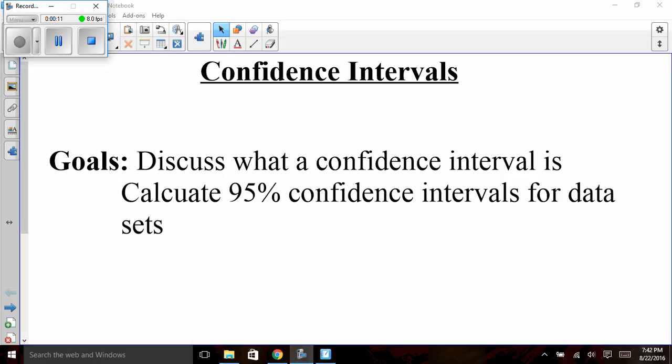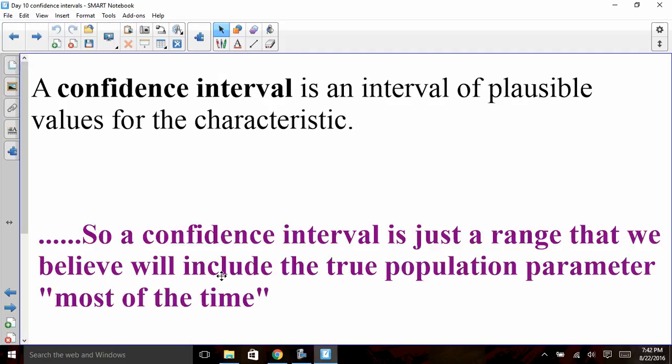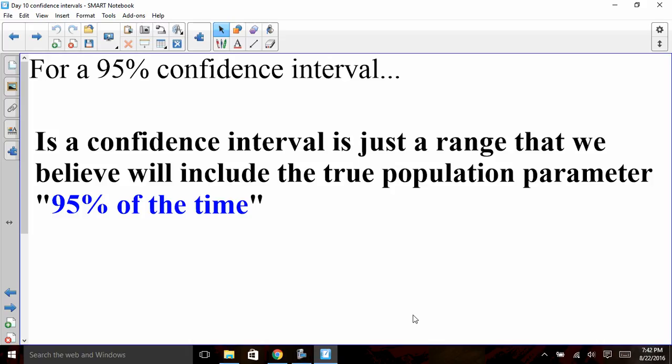So basically, a confidence interval is an interval of plausible values for the characteristic. It's just a range where we believe it will be true, whatever the statement, most of the time. Therefore, a 95% confidence interval is just a range that we believe will include the true population parameter 95% of the time.